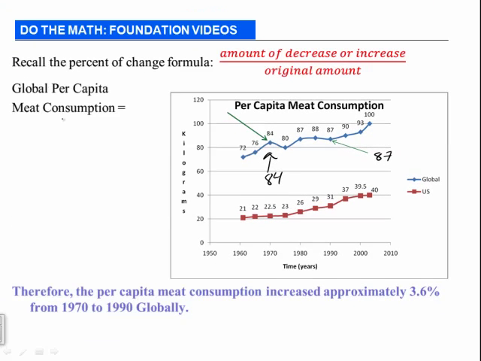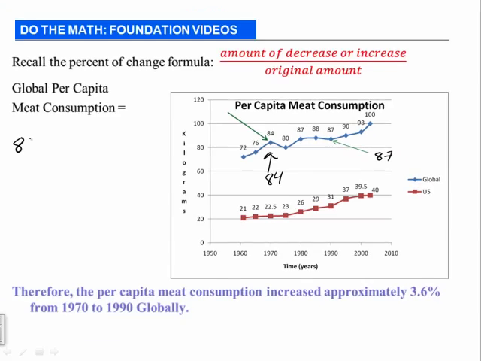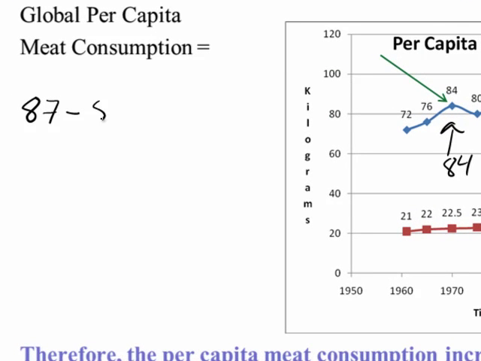So you're going to take the equation, and you're going to take 87 minus 84, and you're going to divide it by the number of kilograms that it was originally, which was 84. Now, 87 minus 84, that's pretty easy. You don't even need a calculator. That'll be 3 divided by 84.